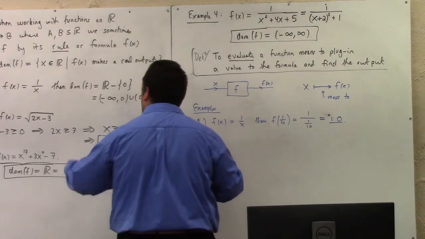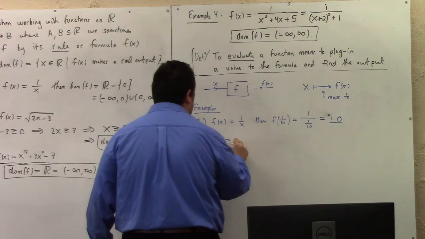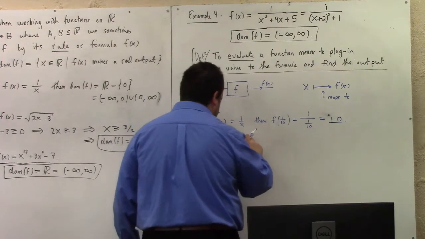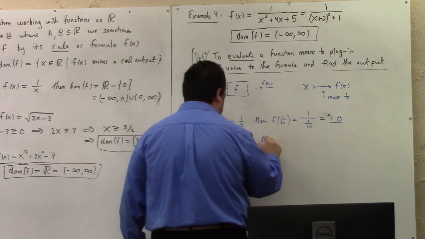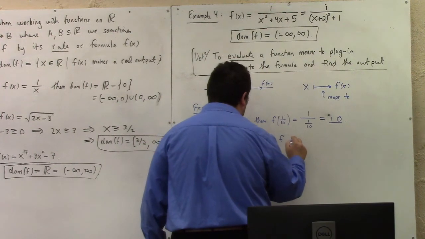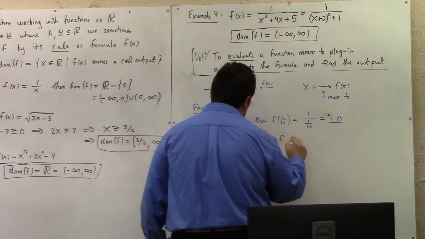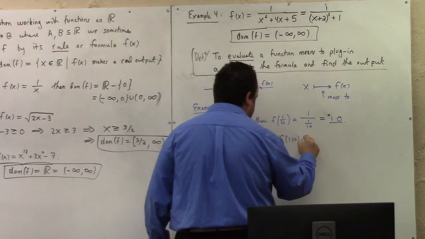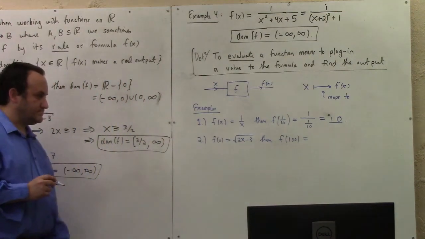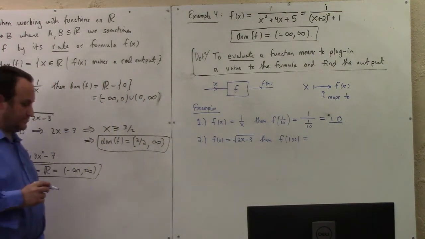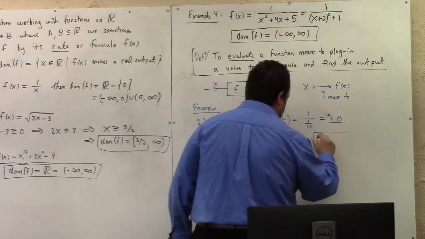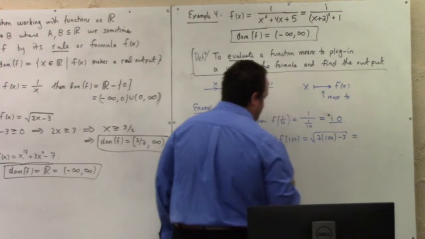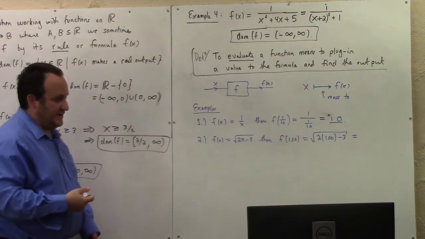If I go with my second function, f of x equals the square root of 2x minus 3, so I could say f of, I don't know, 100. What would f of 100 be? We do the square root of 2 times 100 minus 3, right? And so that would be the square root of, it looks like, 197.